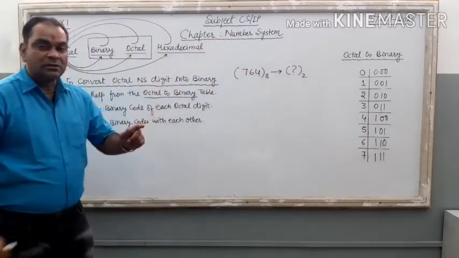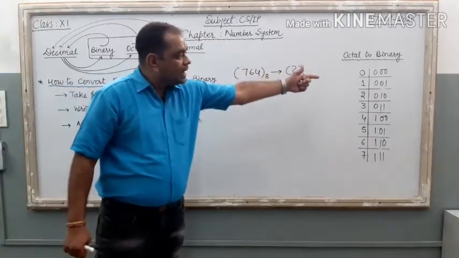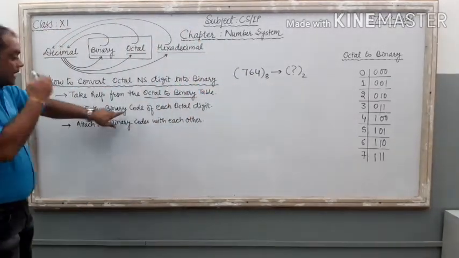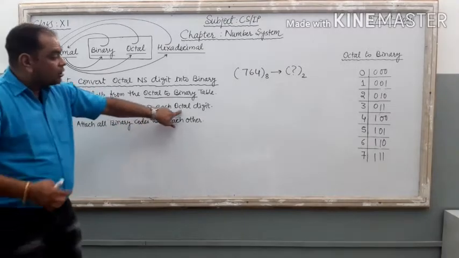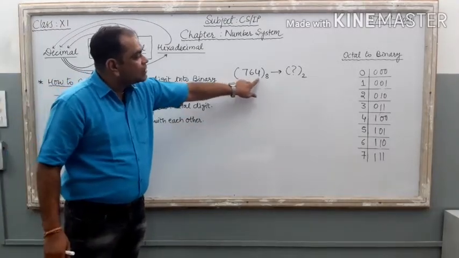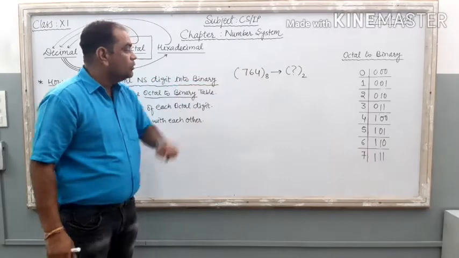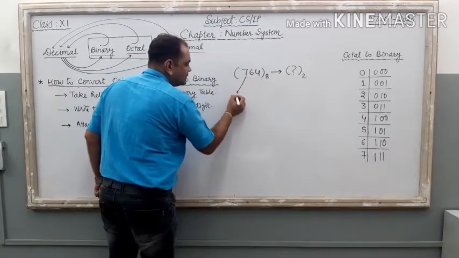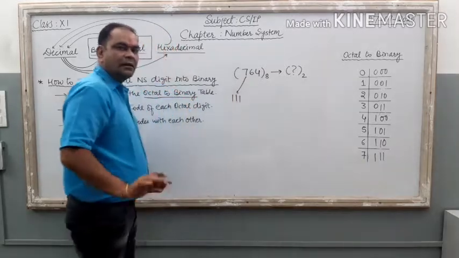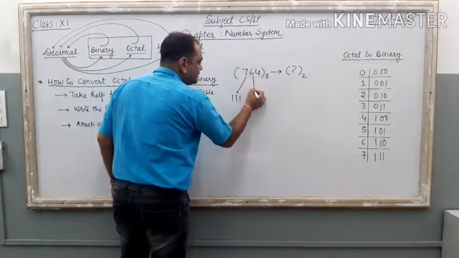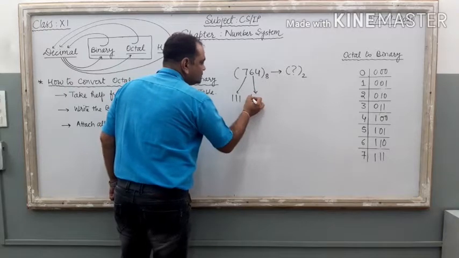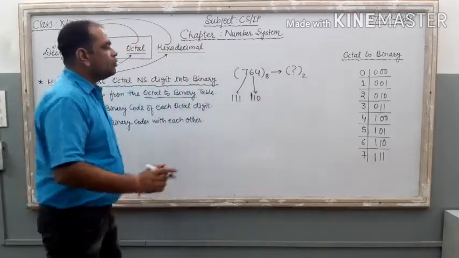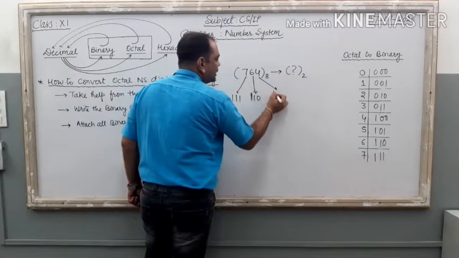Now the very first process, you have to draw the octal to binary table. It is there on the board already. Now the second point, write the binary code of each octal digit. Here 3 different octal digits are there in that value. So I write the code of 7, it is 111. Right? The binary code of 6 is 110. The binary code of 4 is 100.